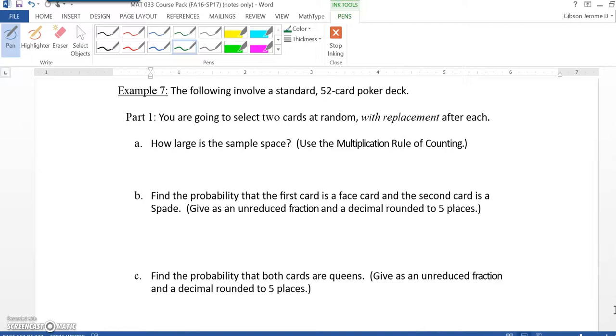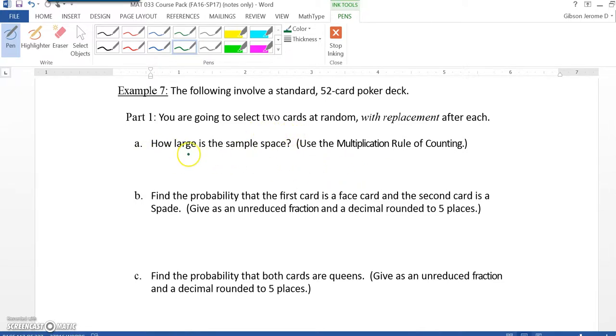Now you know when it says replacement, that means that when you take the card out, you would just write down what it is and then put it back and then do another selection. So you're never without 52 cards. Okay, so we have A. How large is the sample space?